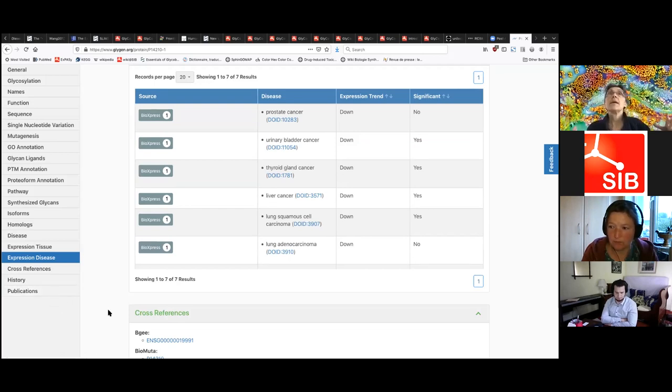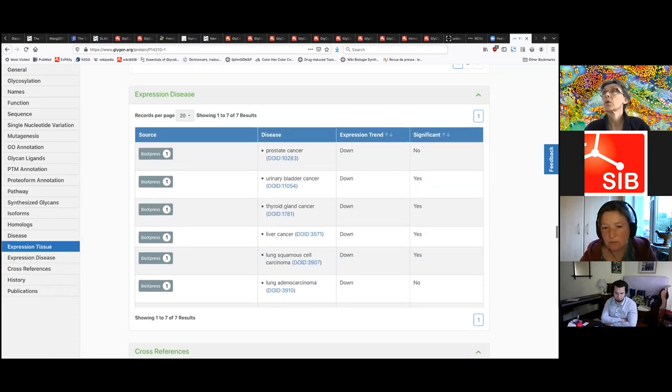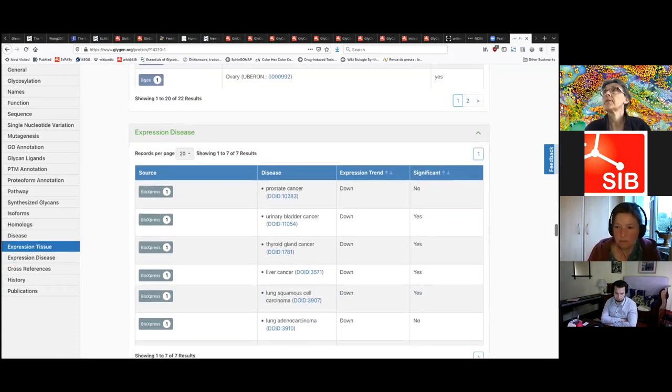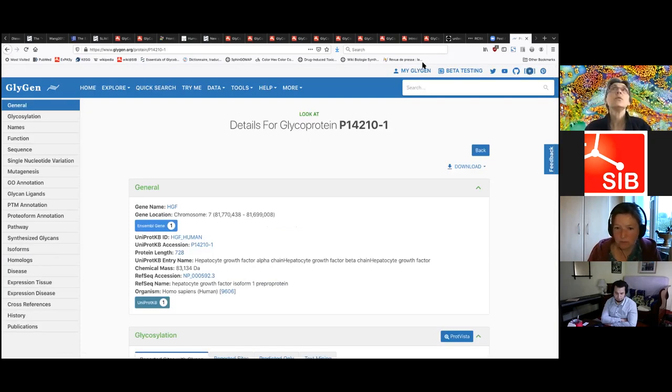So they gather this information in an automatic way, so they do the integration of the data. So it's trying to really combine different sources in that way. So this is the GlyGen view.